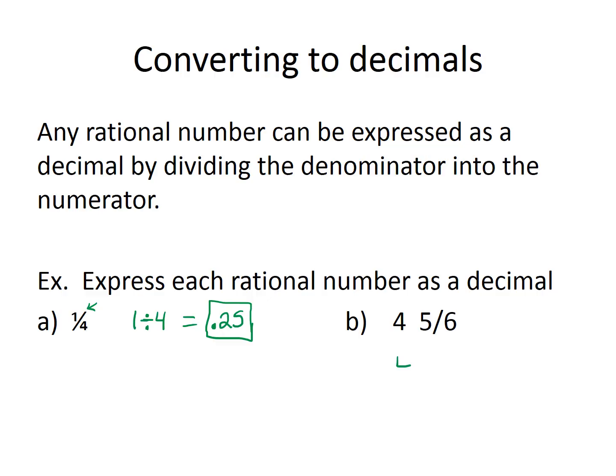For 4 5/6, you can go ahead and do the 4, which is the whole number part. Hit 5 divided by 6 in your calculator, and that will give you 0.8333 repeating. And so remember, how we denote that is we put a line over the 3 to indicate it's going on forever.